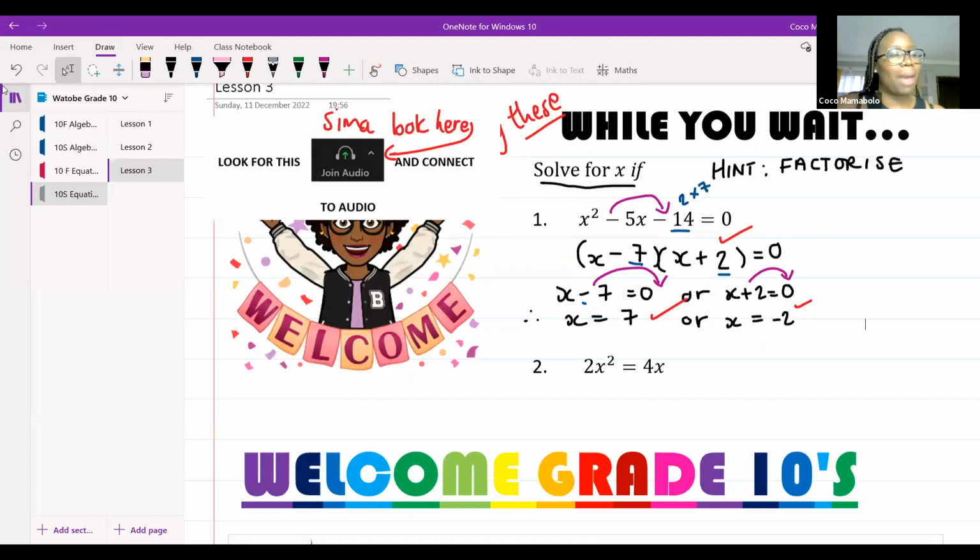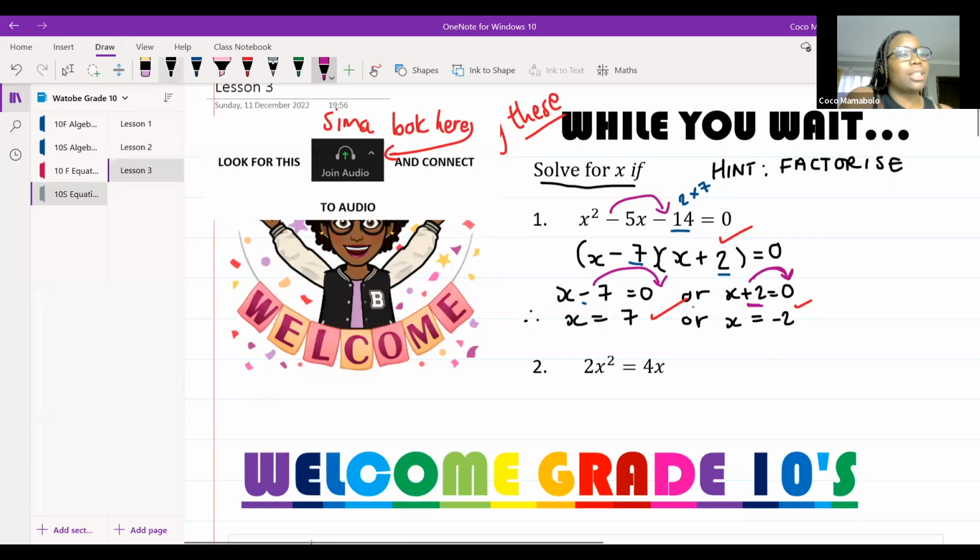Sean says, ma'am, can I ask how did you get -2? Sean, if I take +2 and I take it to the other side of the equal sign, what happens to the sign there? It changes to -2. So that's how I got x is equal to -2. I hope that makes sense. If you guys are a little bit confused, it's because we are actually on lesson 3 of 8. We've already done lesson 1 and 2, and we're just doing a recap of that.